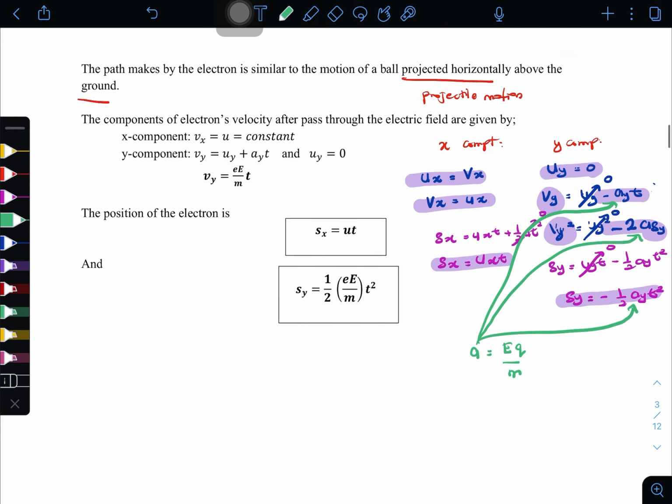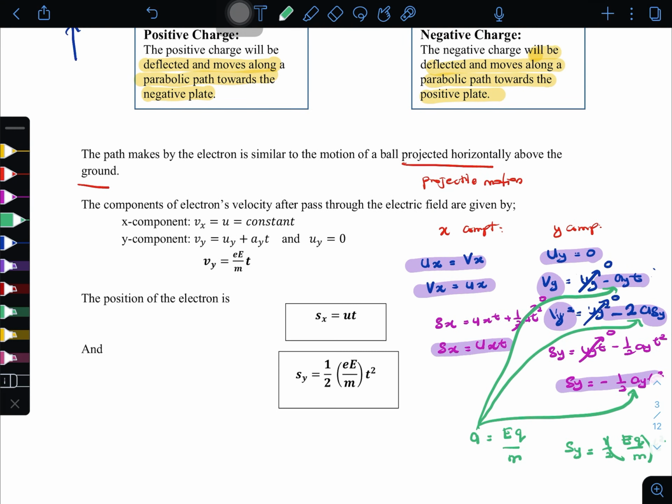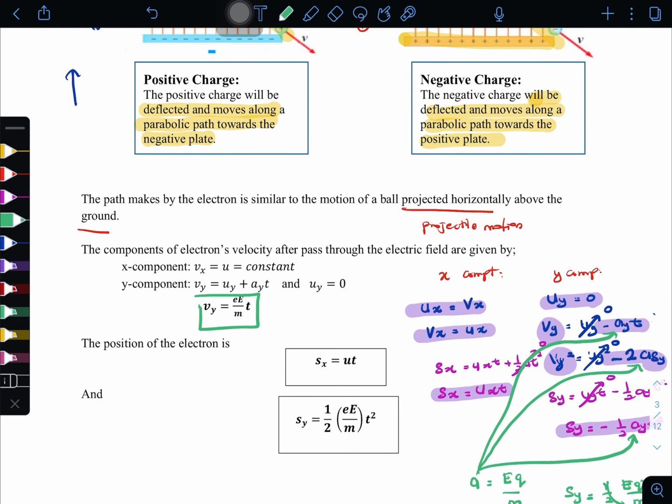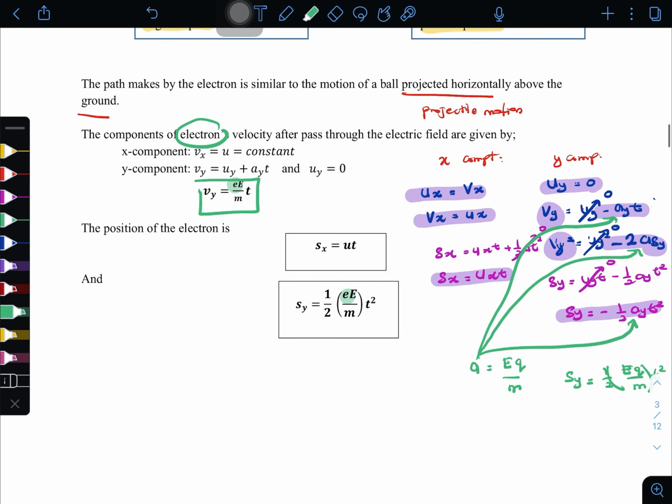Okay, so kalau kita substitute balik, kita akan dapat sy equals to 1 over 2 eq over m t square. Okay, so ini untuk kes yang kedua. Okay, that's why this is konsep sahaja. So ini, tapi yang ini dalam nota kamu dia mention electron. So that's why dia terus gunakan e kecil. But it can be either electron ataupun proton, any charge. So dia simbolnya ialah Q. Okay, if you still don't understand, I will show you in the example.